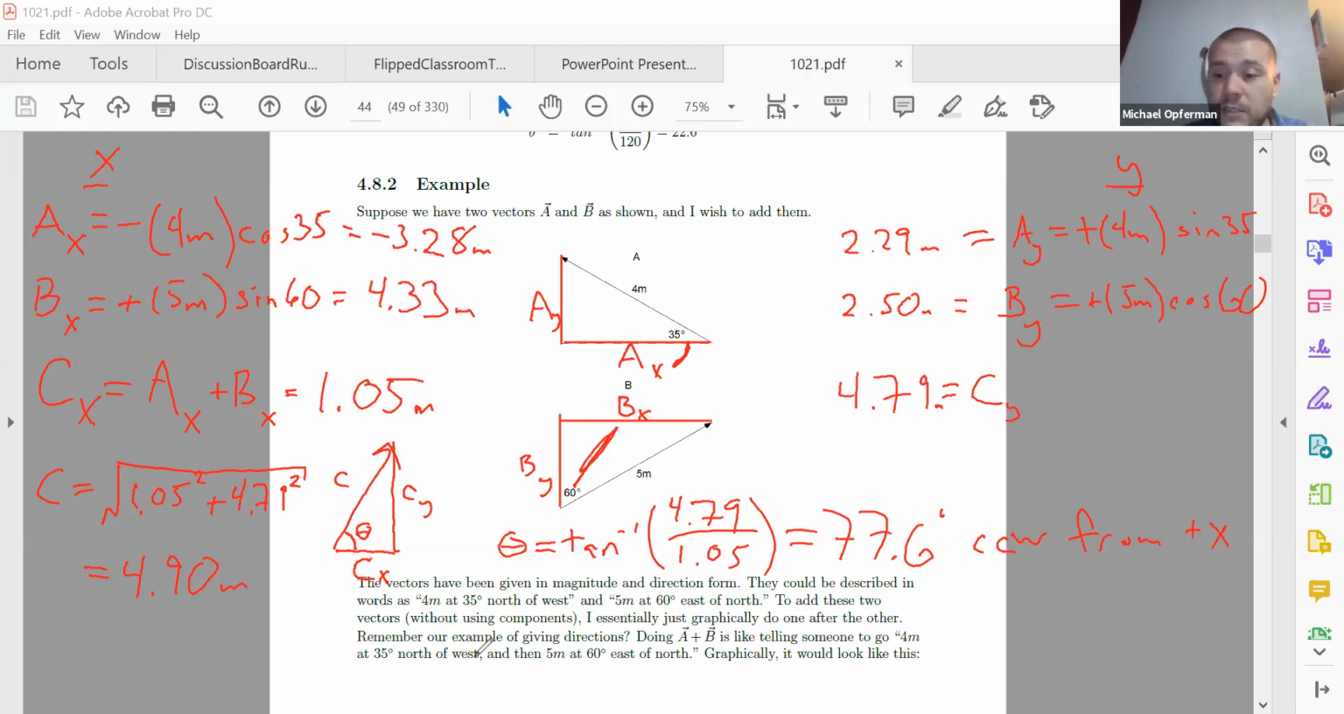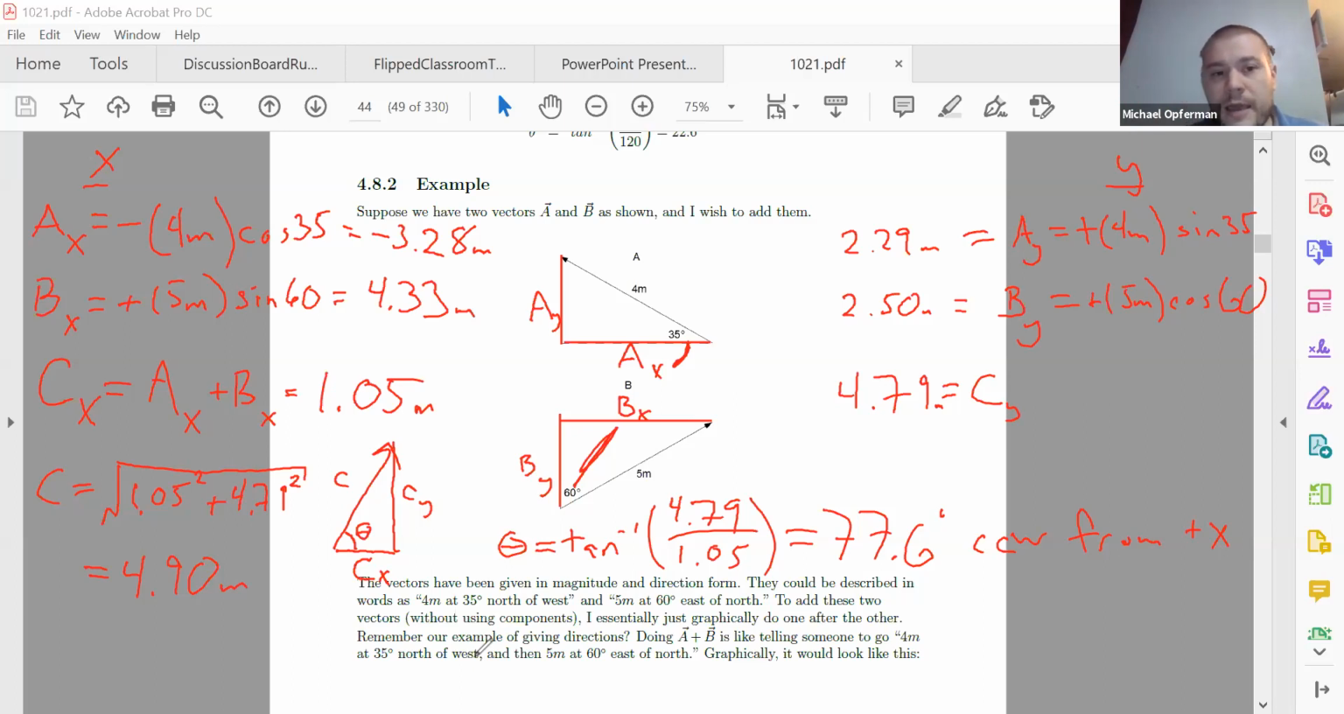So important things here. You cannot directly add the magnitudes of vectors. You have to break them into components first. Then you can add the components.